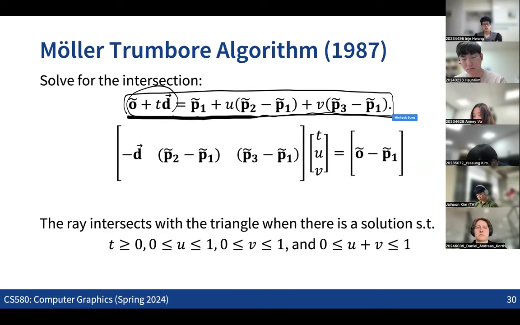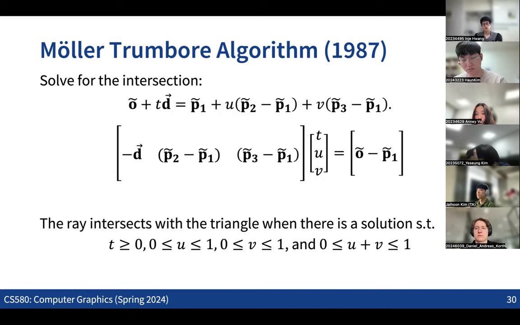Based on the constraint that these two should be exactly the same, we can solve this linear equation with the three parameters here. If we solve this linear system, we can determine t, which will also determine the position on the ray. Is this clear?